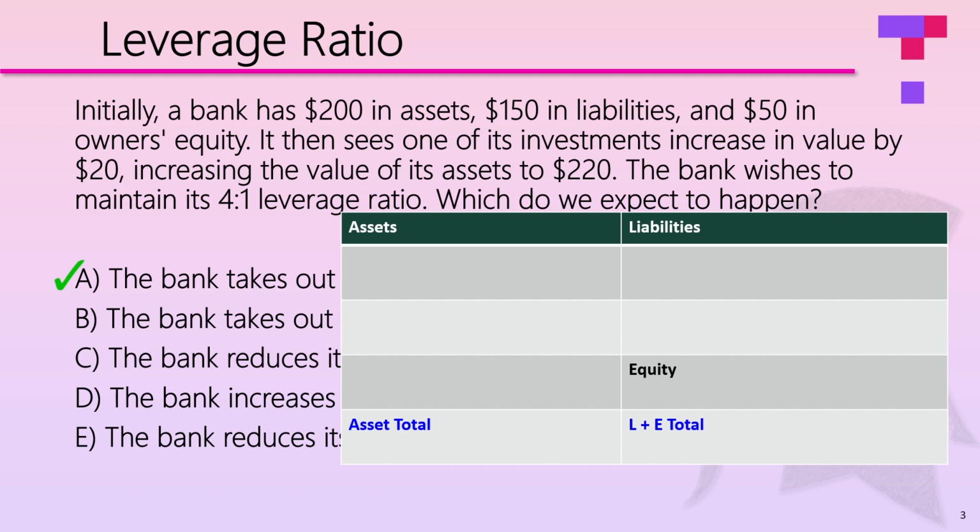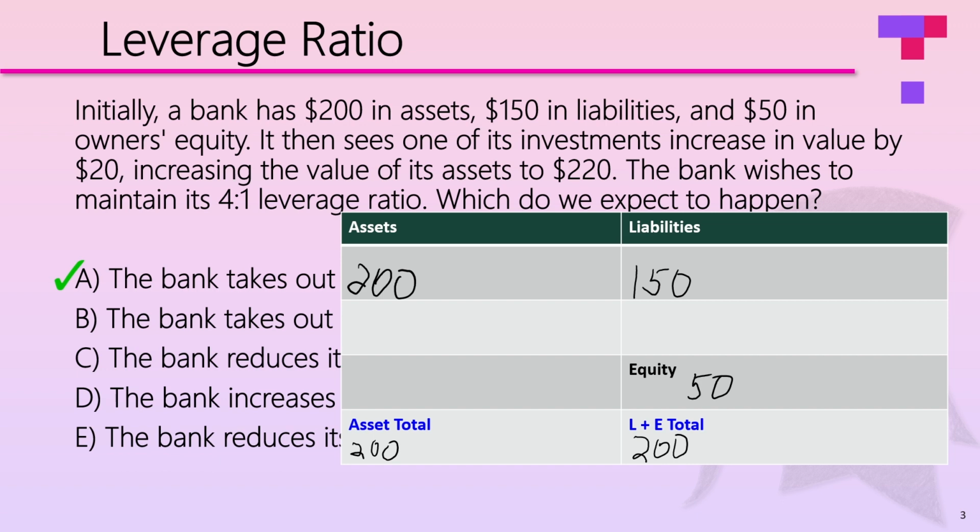All right, so let's go ahead. I'll start off, and using the black, I'll set up the problem in its initial state. The bank's got 200 in assets, 150 in liabilities, $50 in equity. First thing to notice is our asset total starts off at 200. Liabilities plus equity, 150 plus 50, is also 200. So good so far, our balance sheet balances.